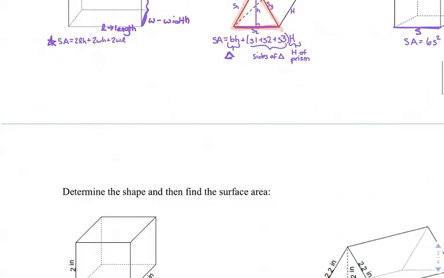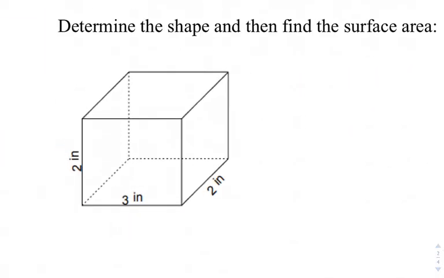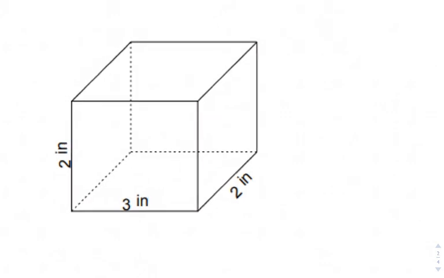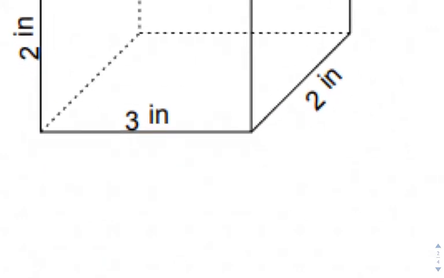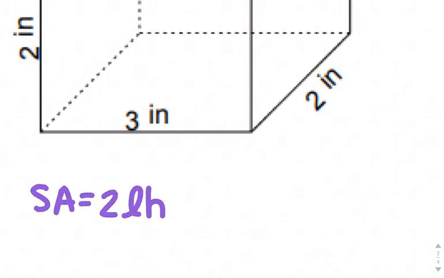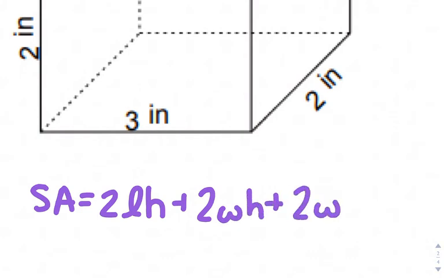So let's try 2 problems together. Determine the shape and then find the surface area. So I notice that this shape has a 2 by 3 by 2. What that means is that it does not have all equal sides and it's not a cube. So this is a rectangular prism. So in a rectangular prism, your surface area formula is 2LH plus 2WH plus 2WL.